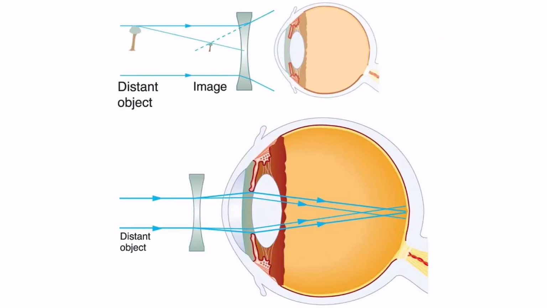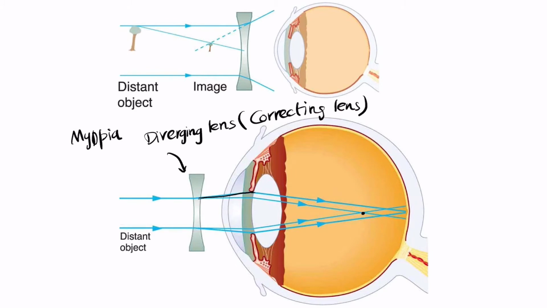For example, what do you do for myopia? Remember that in myopia the image forms right in front of the retina. So what you want to do now is have the rays coming through refract a little less, so a smaller refracting angle rather than a larger one. So for myopia, we end up using a diverging lens as a correcting lens.